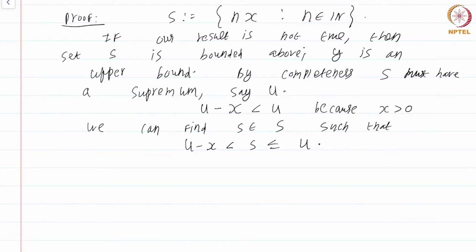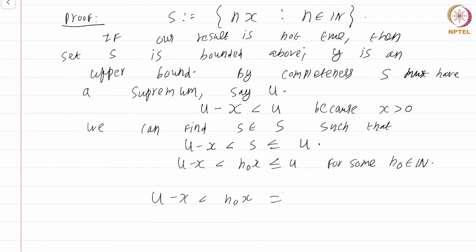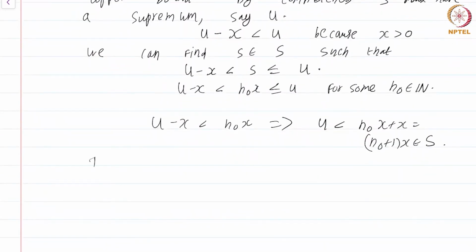Okay. But s comes from the set capital S, so I can write this as u minus x is less than n_0 x is less than or equal to u for some n_0 in N. Okay. Now just considering the first part of this, u minus x is less than n_0 x. This implies that u is less than n_0 x plus x, which is (n_0 plus 1)x, which is an element of S.